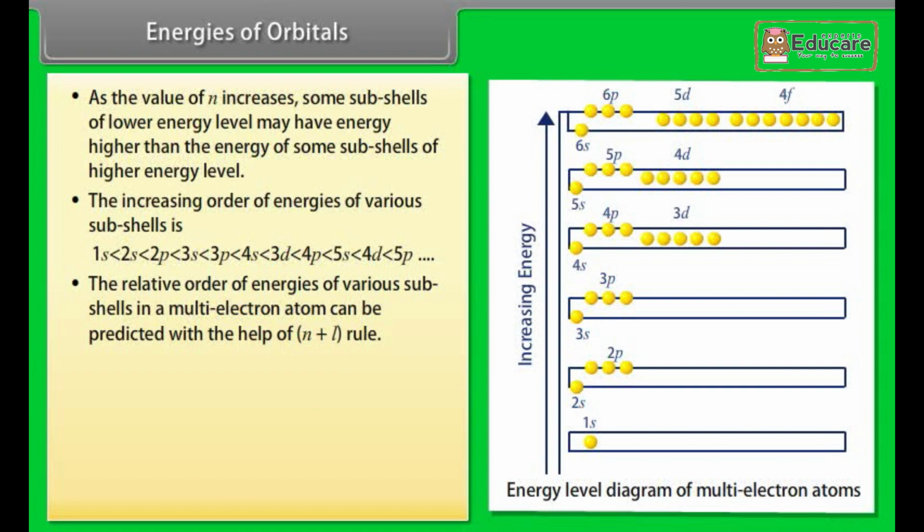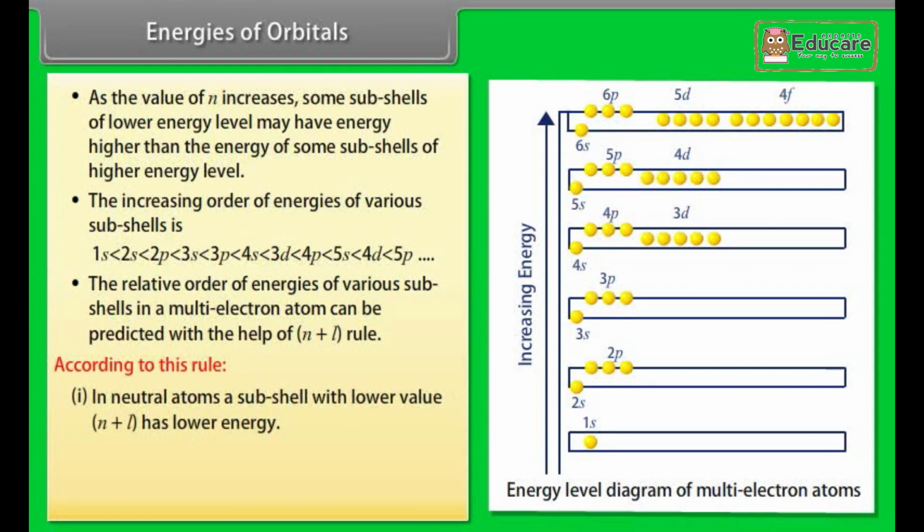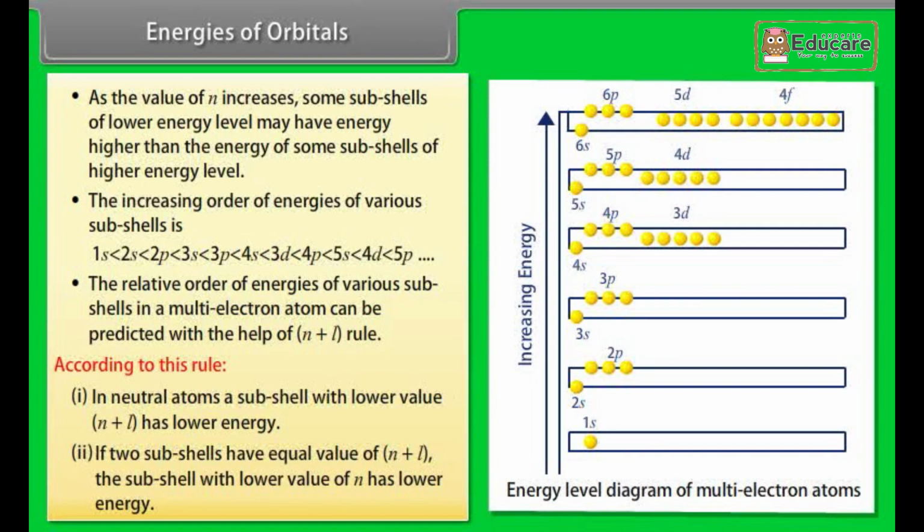The relative order of energies of various subshells in a multi-electron atom can be predicted with the help of the n plus l rule. According to this rule, number 1. In neutral atoms, a subshell with lower value of n plus l has lower energy. Number 2. If two subshells have equal value of n plus l, the subshell with lower value of n has lower energy.